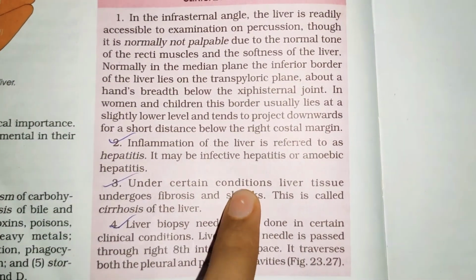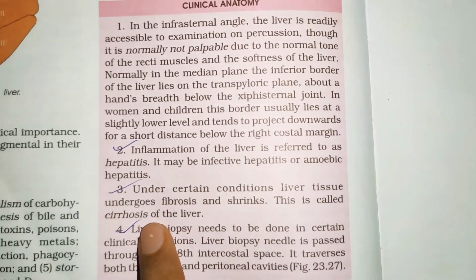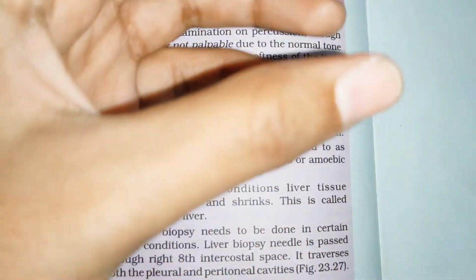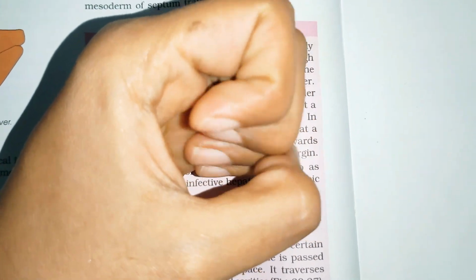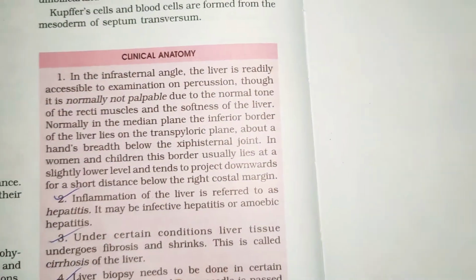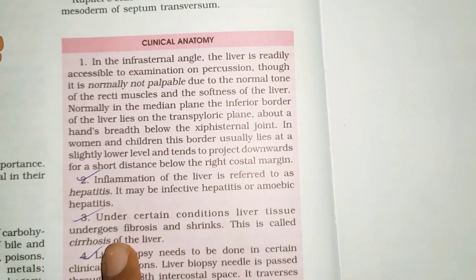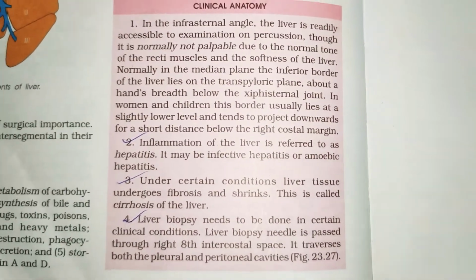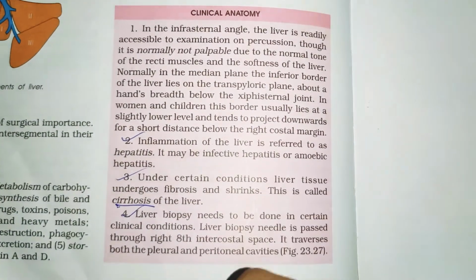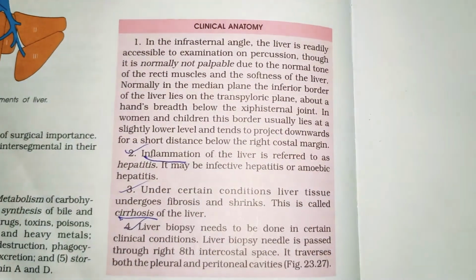And next coming to certain conditions, liver tissue undergoes fibrosis and shrinks. So fibrosis means it has become like a fiber. Because of that it is very thick and it has become shrunken like this. So when the liver shrinks, this is called cirrhosis of liver. So we will see all this in pathology, okay. So cirrhosis of liver, inflammation of liver.